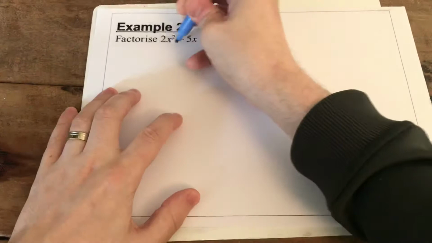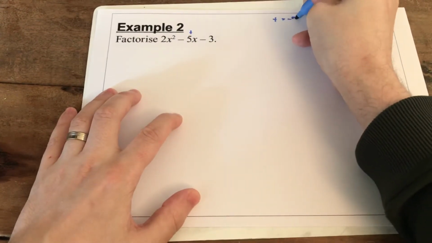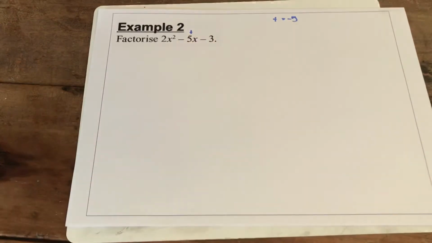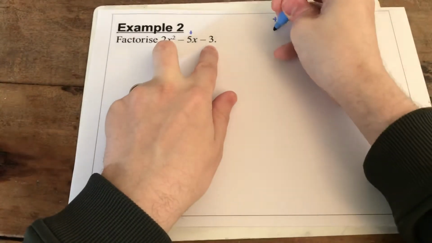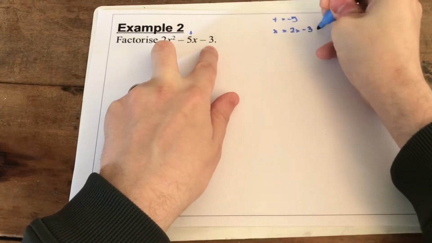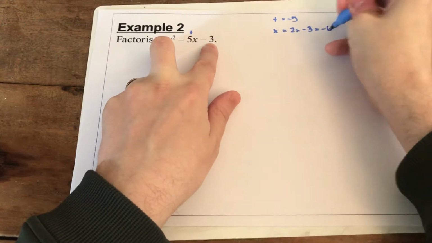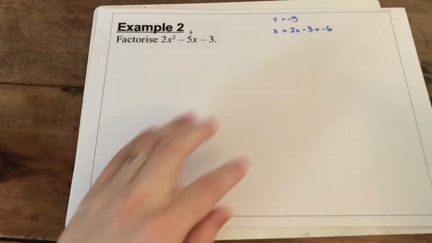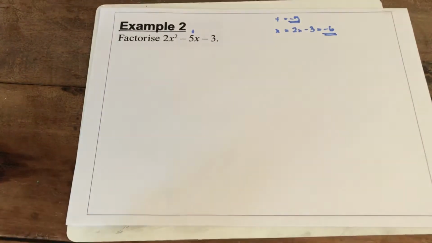So to start off, we still look at numbers that add to give our middle term, which is minus 5. But now we're going to consider numbers that times to give us minus 6, and that comes from our front coefficient and our last number. So that gives us minus 6, okay? So we want numbers that add to give minus 5 and times to give minus 6.